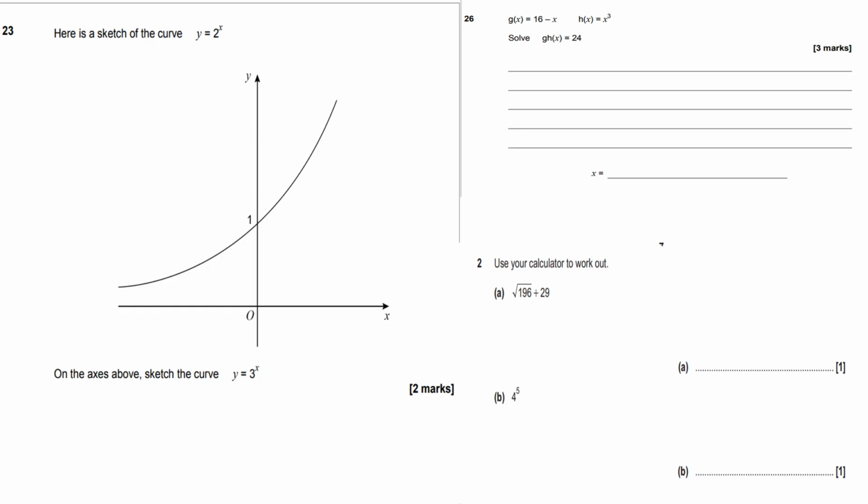So the last few questions, guys, here for today's video. Sorry for rushing now. Here is a sketch of y is equal to 2 to the x. On the axes here, sketch the curve y is equal to 3 to the x. Same idea, it's going to be a bit steeper. It looks something like that, but it will shoot up a bit more steeply, because that is like a geometric progression, guys.